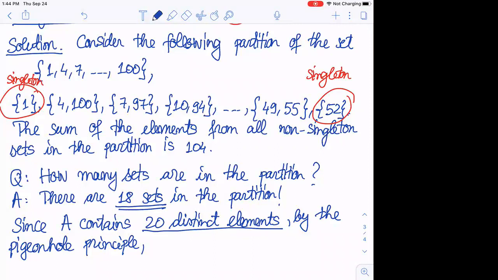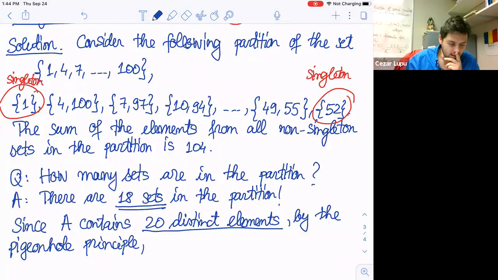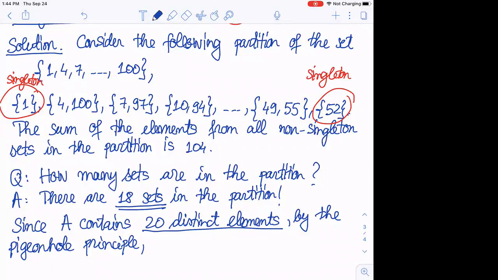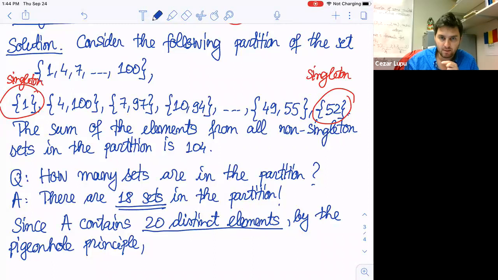At least one of them has to have multiple of the elements, because, exactly, there are two more, so either we have two of them with 2 elements, or we have one with 3. Exactly, right? All right, so let's write this.